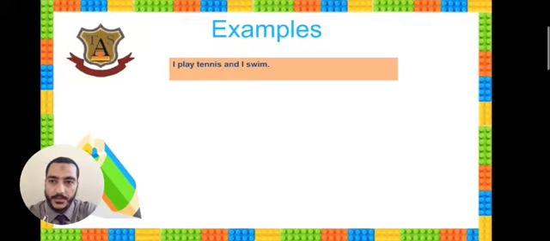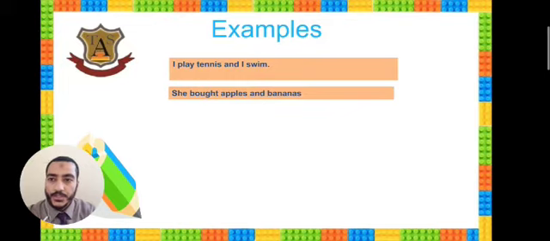Number two, she bought apples and bananas. We can join words to the clause or to the sentence too. Here we can add just a word to the sentence. So we use the conjunction "and". She bought apples and bananas.